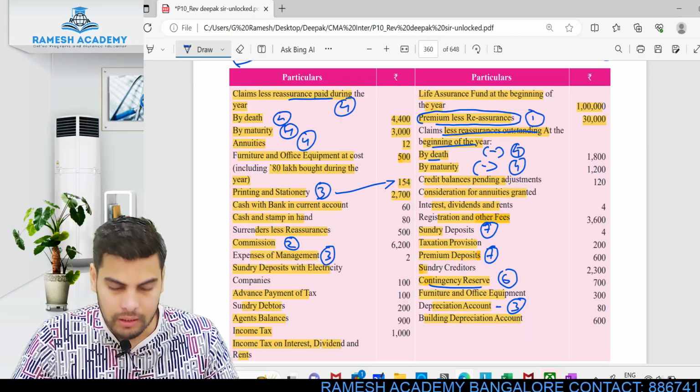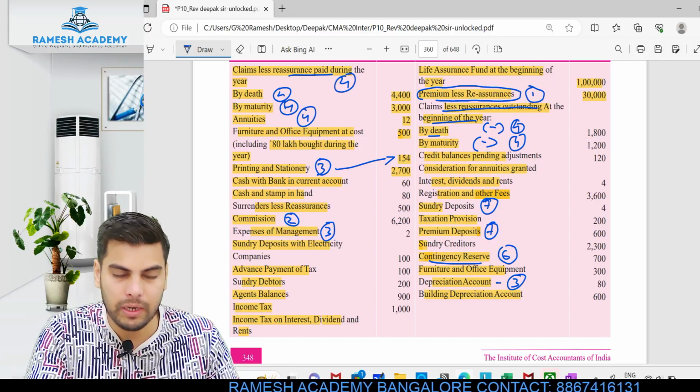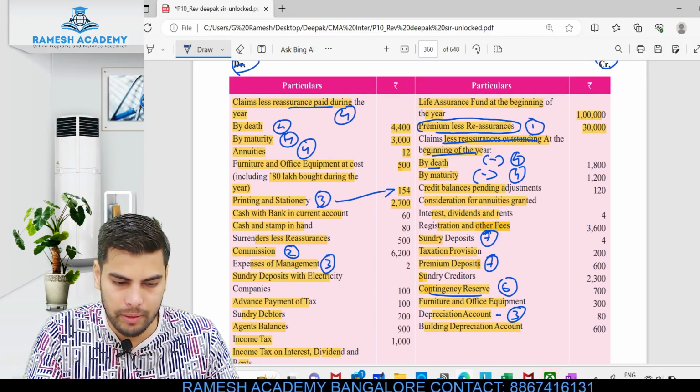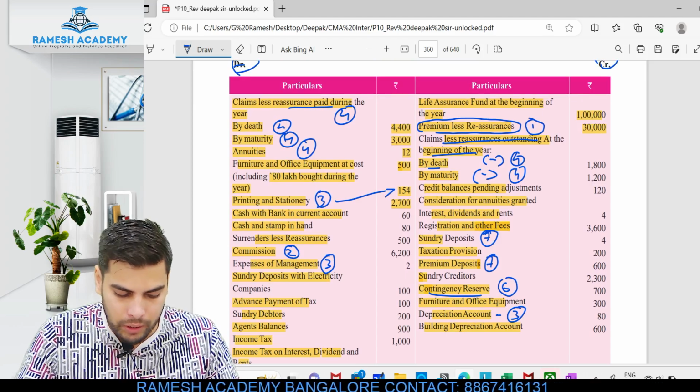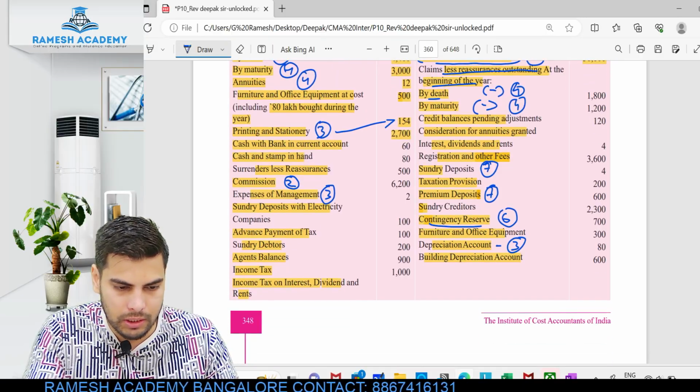What is schedule 8? 8 is with respect to investment, right? Do we have any information relating to investment? Investment is an asset, so therefore we'll be showing debit balance. We'll have to just look into this. Now when it comes to investment, what and all investment do we have? Just cross check once.